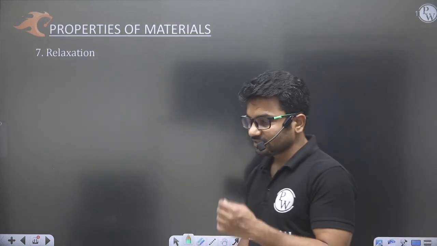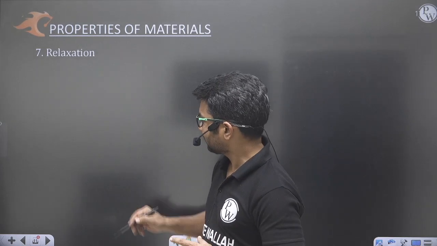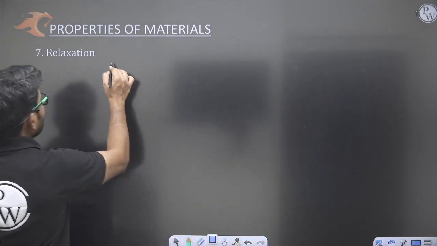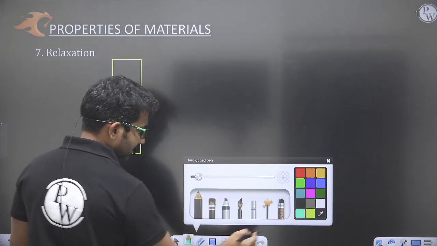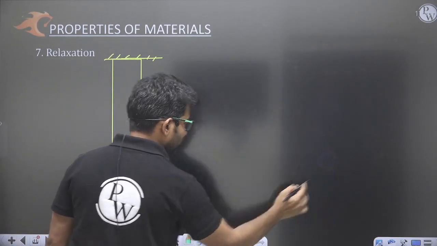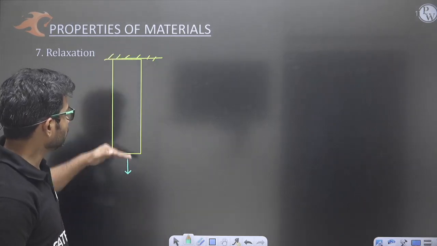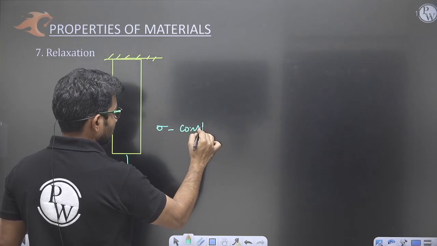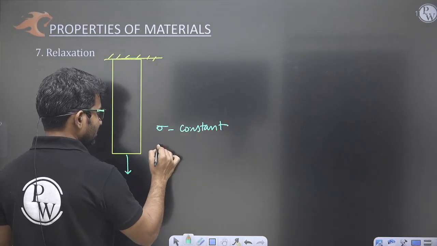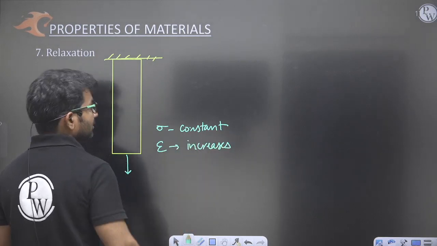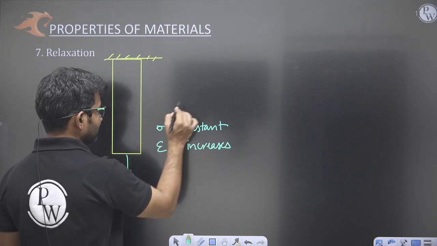Relaxation is also related to creep. What happens in creep? If I have any material and I apply a continuous sustained loading on it, then because of this load, stress is constant and strain increases. This happens in creep.